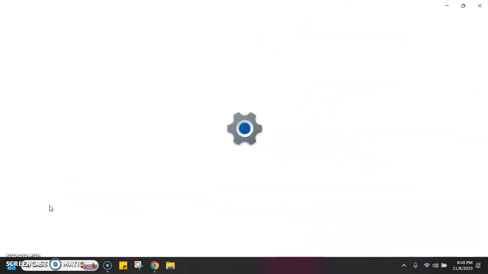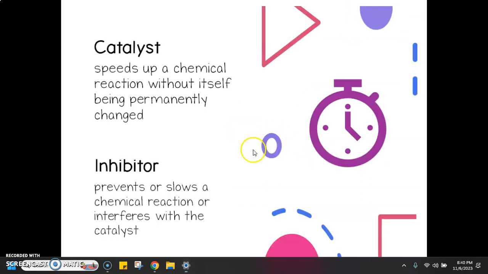A great example is in a catalytic converter. Sorry, still having troubles. There's a metal called platinum. Platinum doesn't permanently change itself, but it helps change carbon monoxide, which is completely toxic to us and a byproduct of burning fossil fuels, into carbon dioxide, a completely harmless gas. So the platinum in these catalytic converters helps speed up that chemical reaction and move carbon monoxide into carbon dioxide without itself being permanently changed.